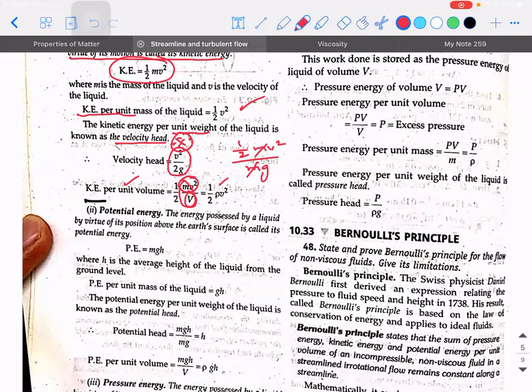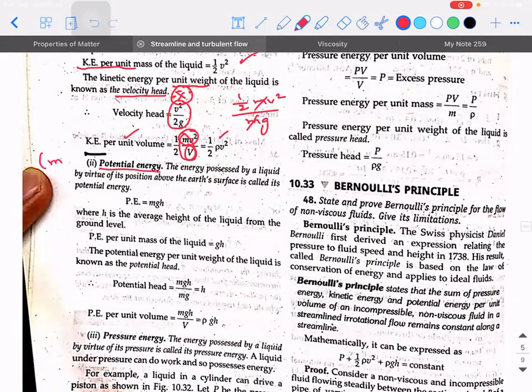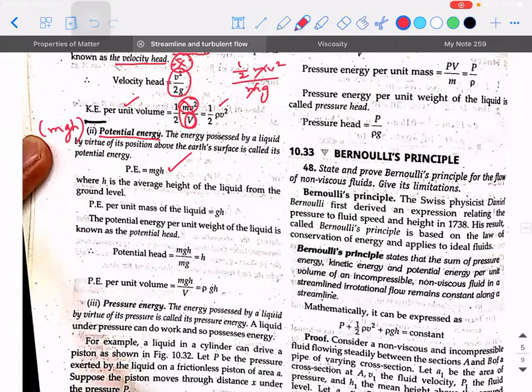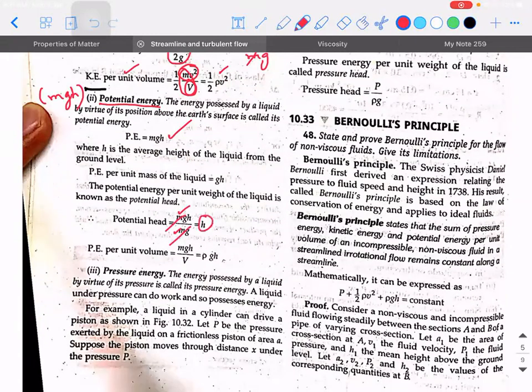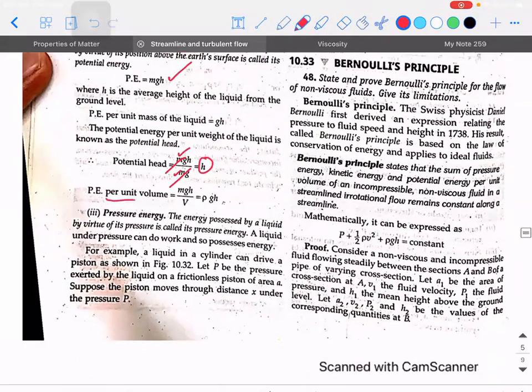Next is potential energy. So potential energy is given by the expression mgh. What is potential energy per unit mass? It is gh. What is potential energy per unit weight? Potential energy per unit weight is mgh divided by mg. This and this will get cancelled. You will get h, which is called potential head. So potential energy per unit weight is called potential head. Similarly, what is potential energy per unit volume? That is mgh divided by V, which is given by the expression rho gh, that is potential energy per unit volume.